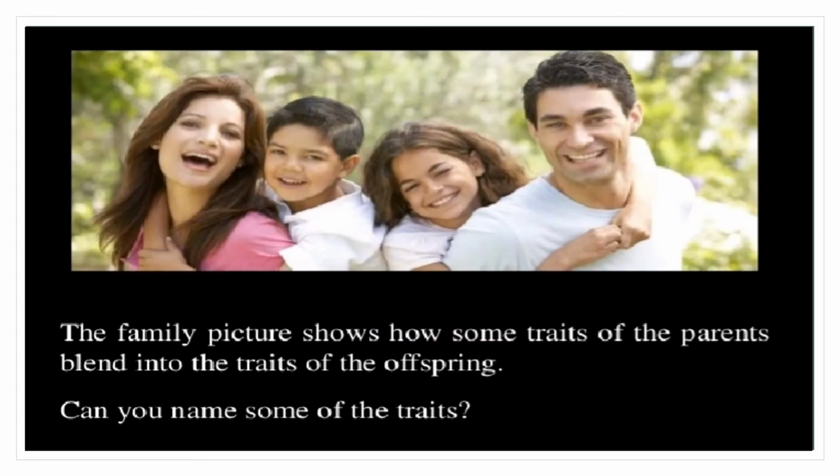So for this slide, we have a family picture. The family picture shows how some traits of the parents blend into the traits of the offspring or the children. So can you name some of the traits? As you can observe, the mother's hair color is the same as her daughter's hair color, which is brown. Then the father's hair color is the same as his son's hair color, which is black.